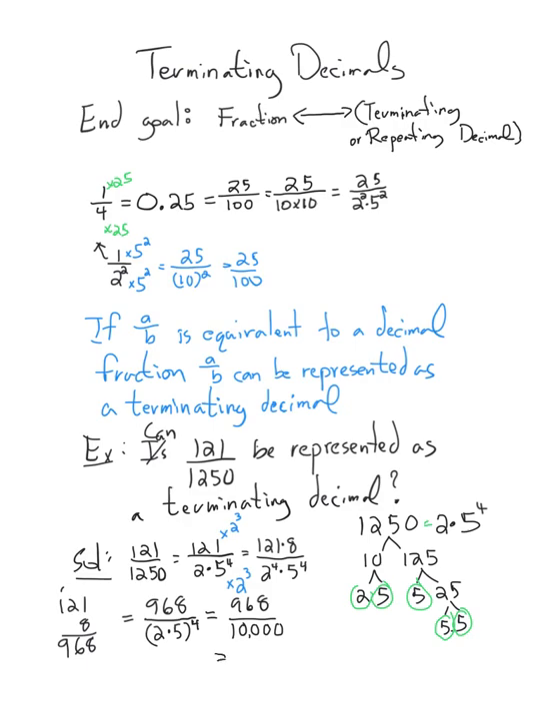Well, as a decimal, it's going to be 0. Well, we have our tenths, hundredths, thousandths, 10,000ths place. So we have 968 10,000ths, so we put a 0 here. So this is 121 over 1250, written as a decimal. And you can check that with your calculator if you like.